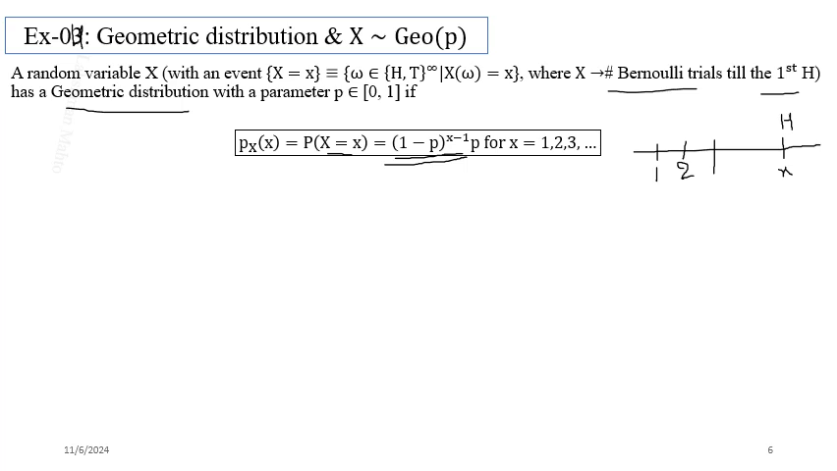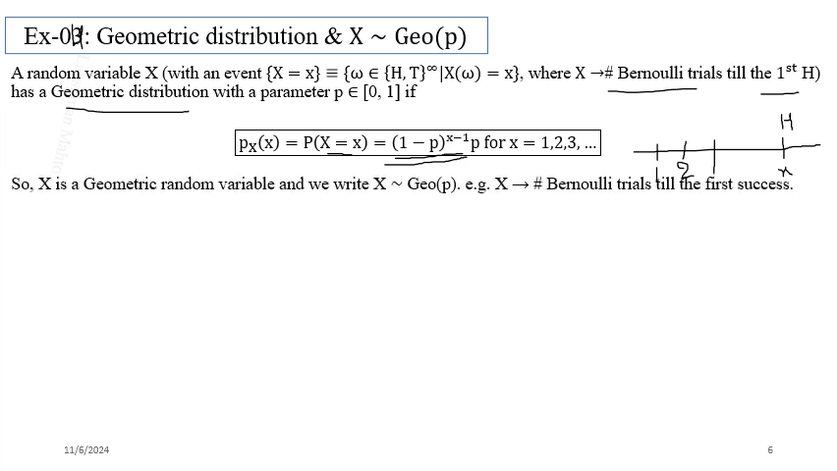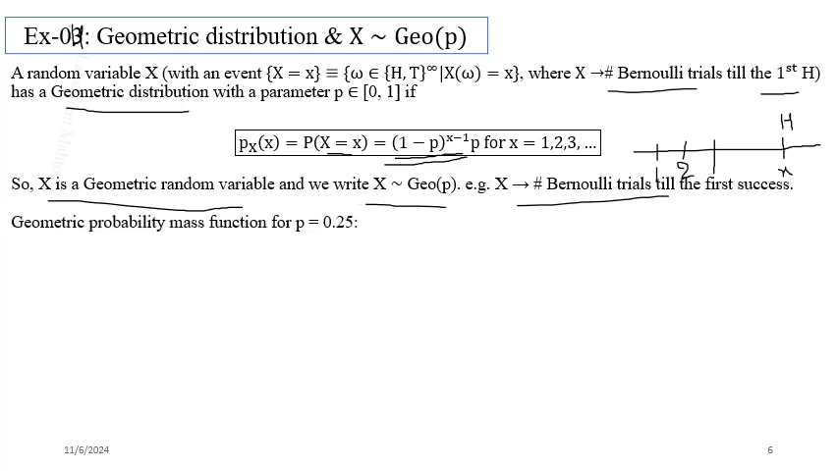For convergence, we know that the modulus of the ratio must be less than 1. Here also 1 minus p is less than 1, so it is very similar, a geometric sequence. If X has this kind of distribution, then we call X a geometric random variable, and we write X is geometrically distributed. And what is X? It counts the number of Bernoulli trials till first success.